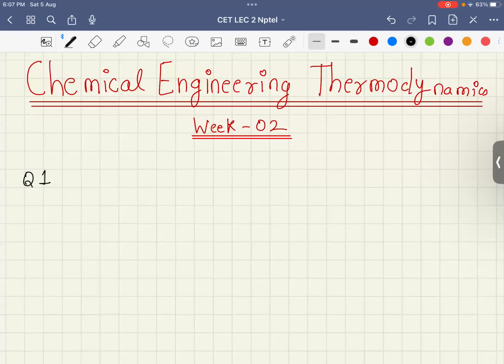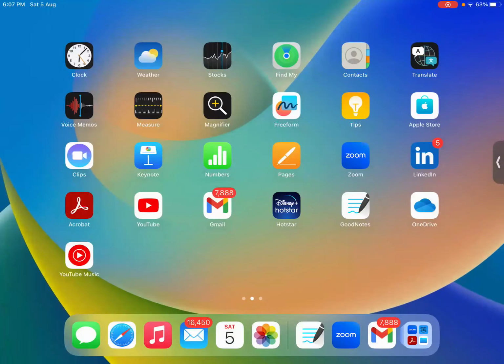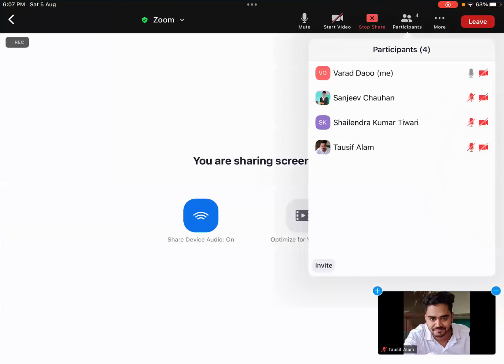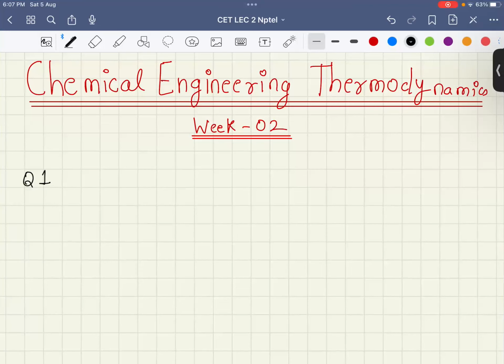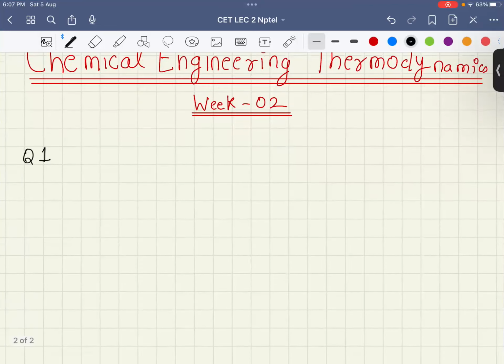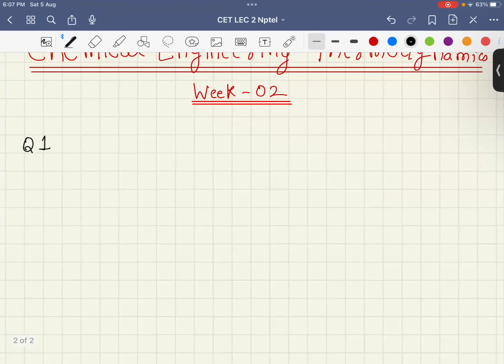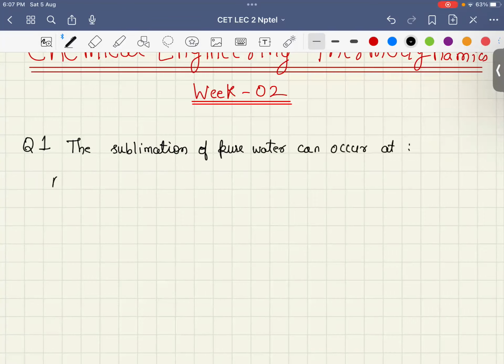Let us start with the first question. It's a relatively easy question. The sublimation of pure water can occur at which of the following options is correct?